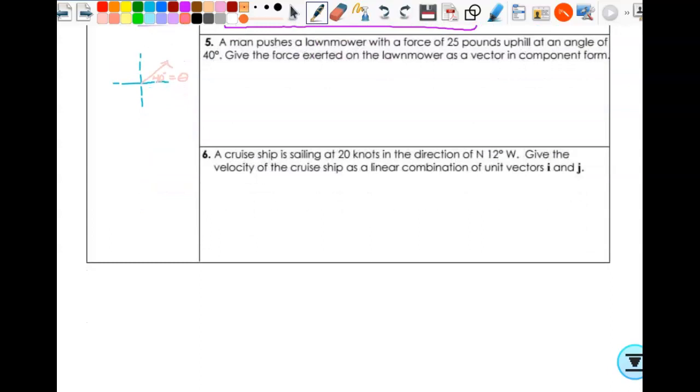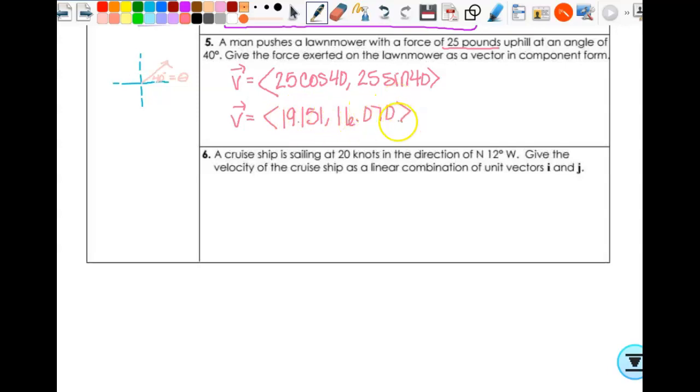So this one's pretty simple, because sometimes you're just given theta. My vector is, so my force or my magnitude is the 25 pounds. So 25 times the cosine of 40, and then 25 times the sine of 40. I'll just give y'all what these are. I know you can type that stuff in, so I'm not worried about it. And then 16.070. And that's what you would get. So as long as you've been typing them in and getting the right things, you can just copy those down for me right now. It's fine.